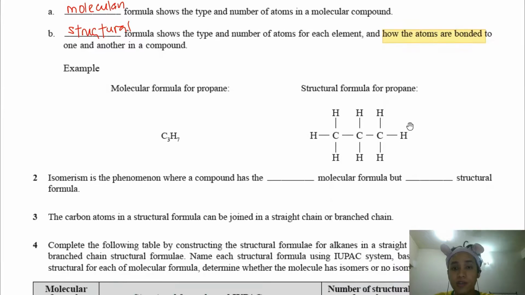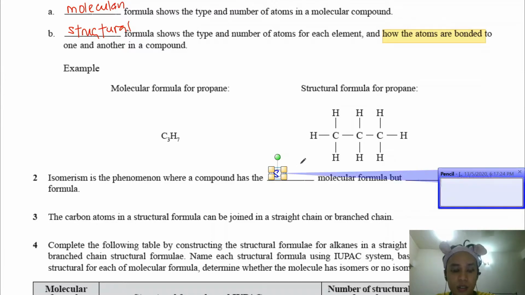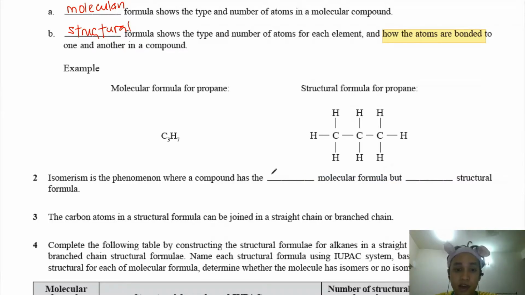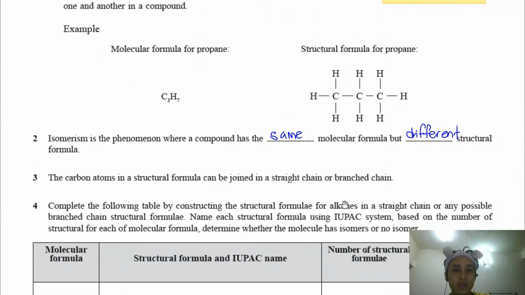Based on the structural formula, meaning for C3H7, maybe you have another way of drawing C3H7, and this another way of drawing is what we call isomers, meaning they have the same molecular formula but different structural formula, right? So what do we mean by same molecular formula but different structural formula?